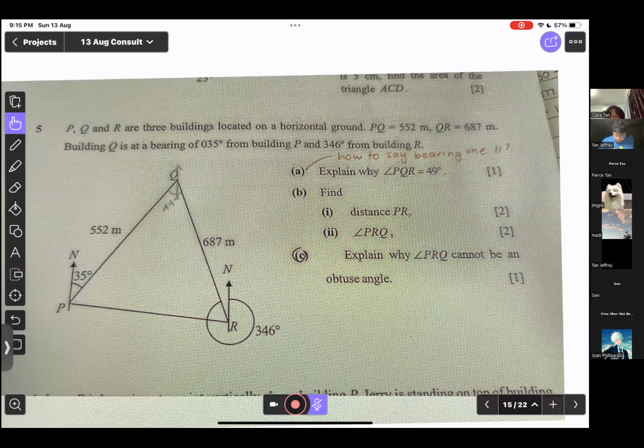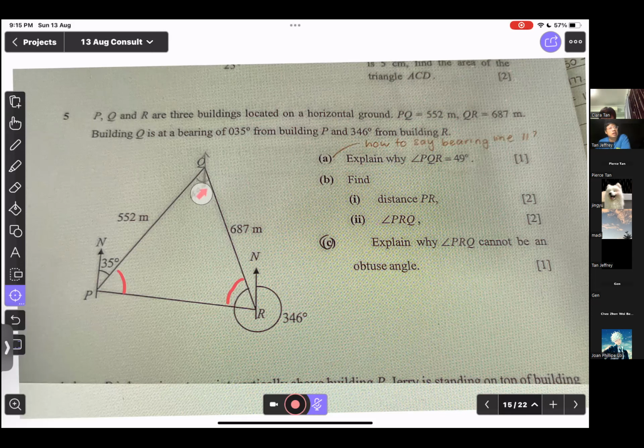Wait, got part C. Let me look at 301, see if I missed out anyone's question. Okay, part C. Why can PRQ not be an obtuse angle? Because PRQ is this one. Do you find this angle? I think, if this is 49, this is big, right? If this is 49, what's your B part one answer? 528.